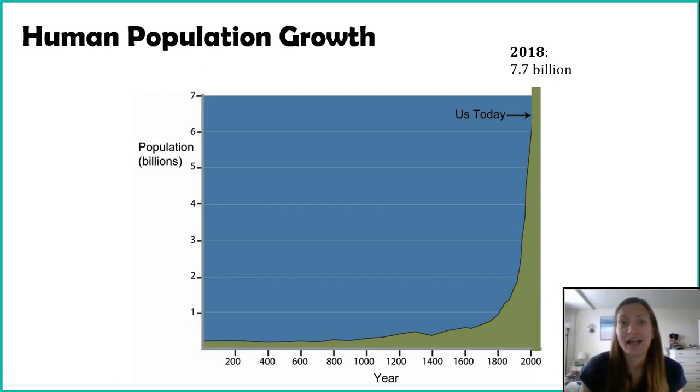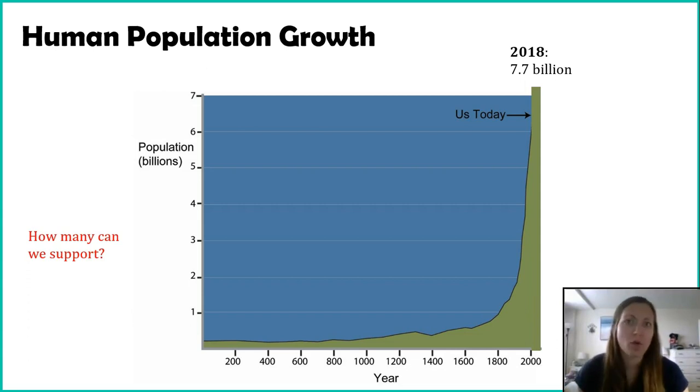We are currently at about 7.7 billion people. That's 7.7 billion people who need homes, who need water, who need food. And so there's a lot of resources that go into fueling this human population. And the thing is, we're only going to keep growing.